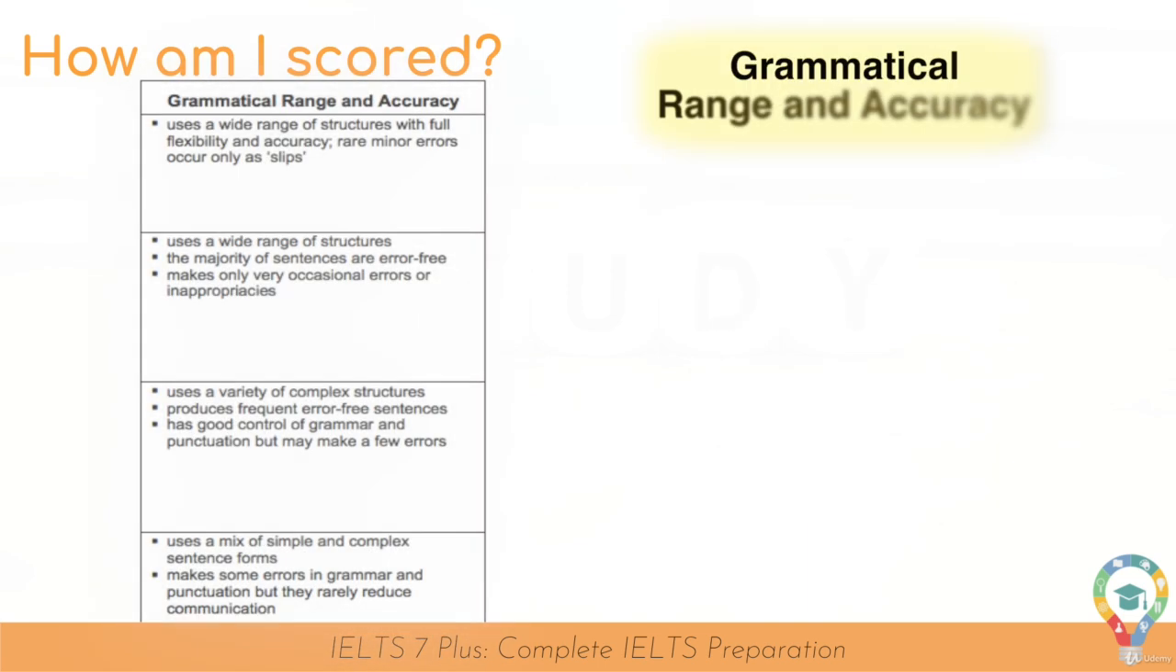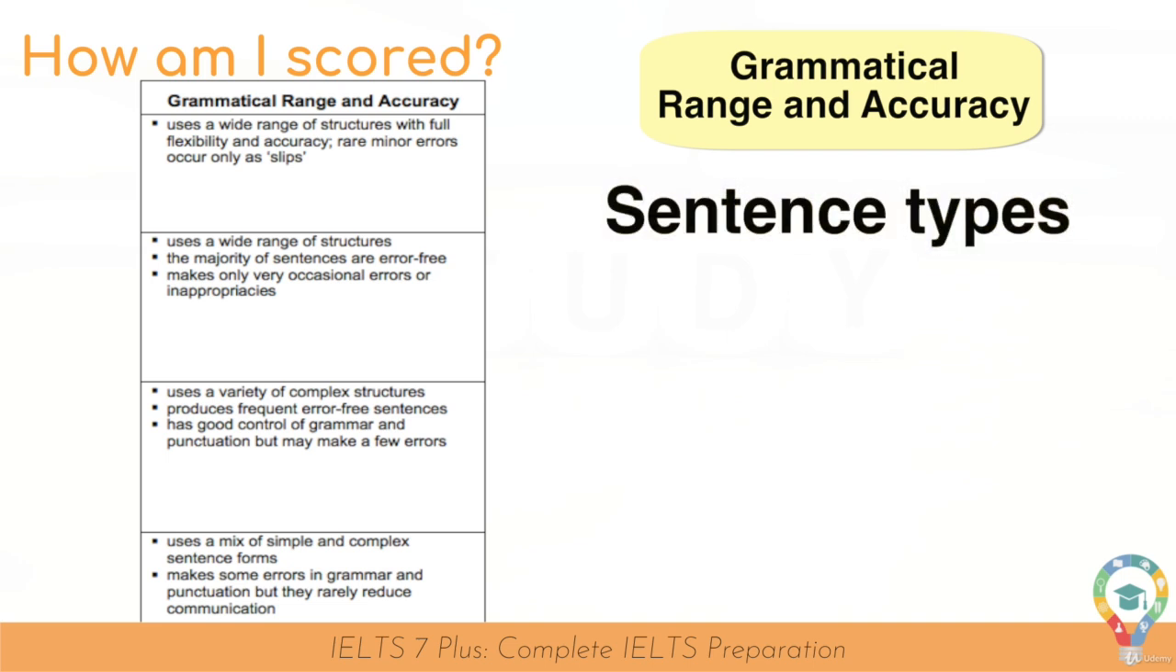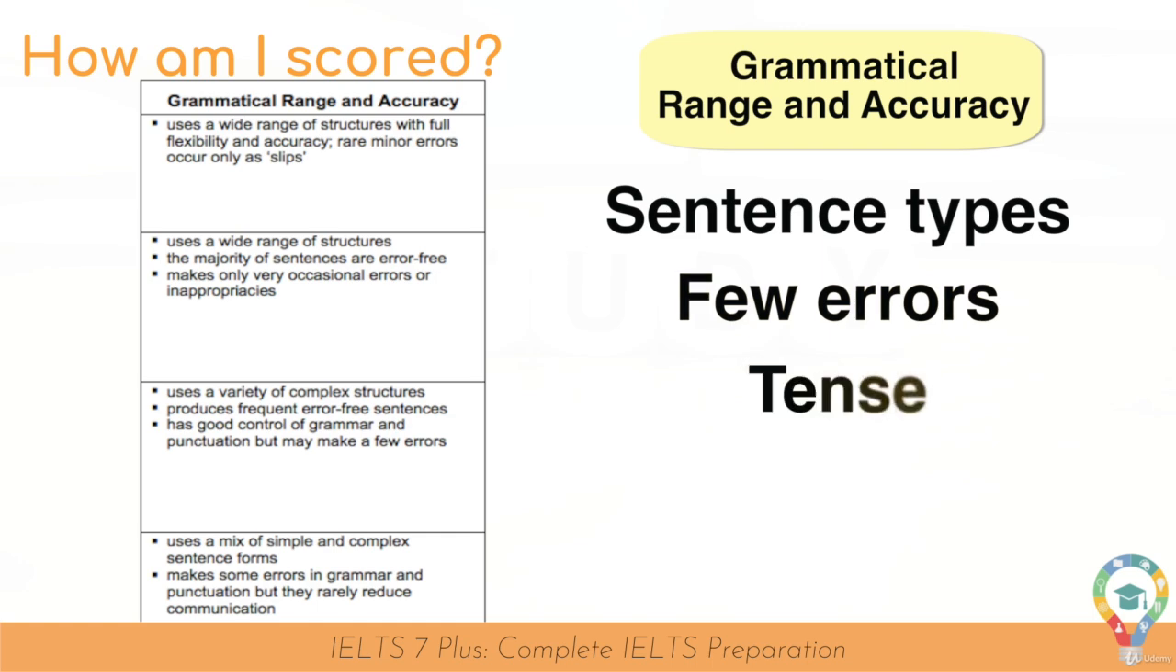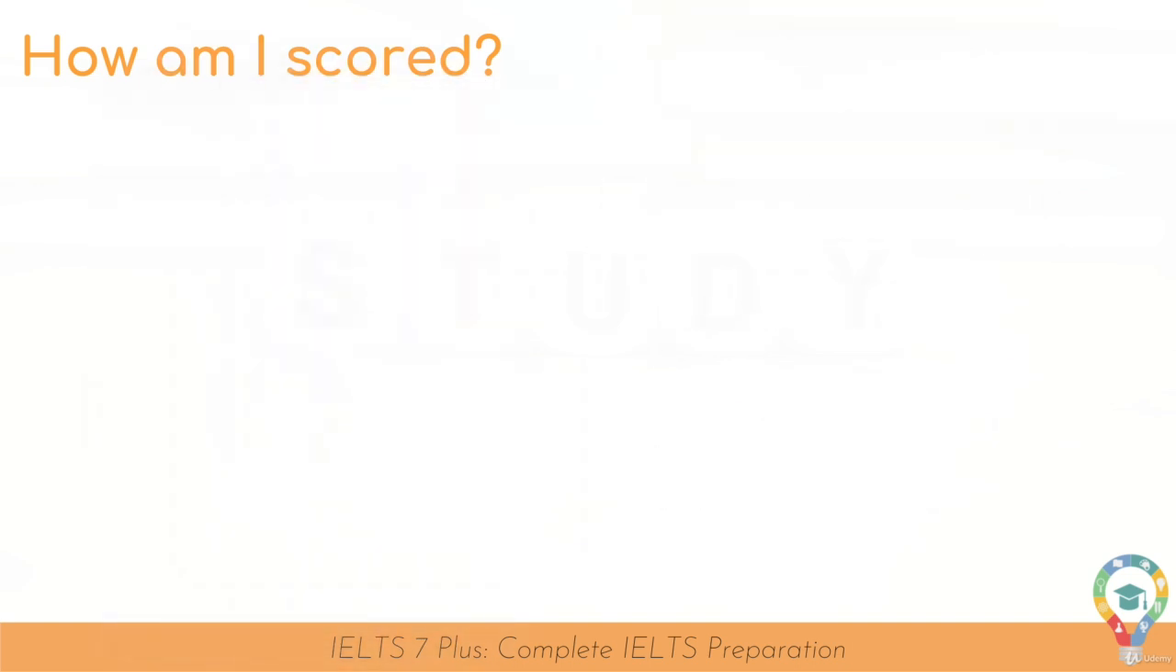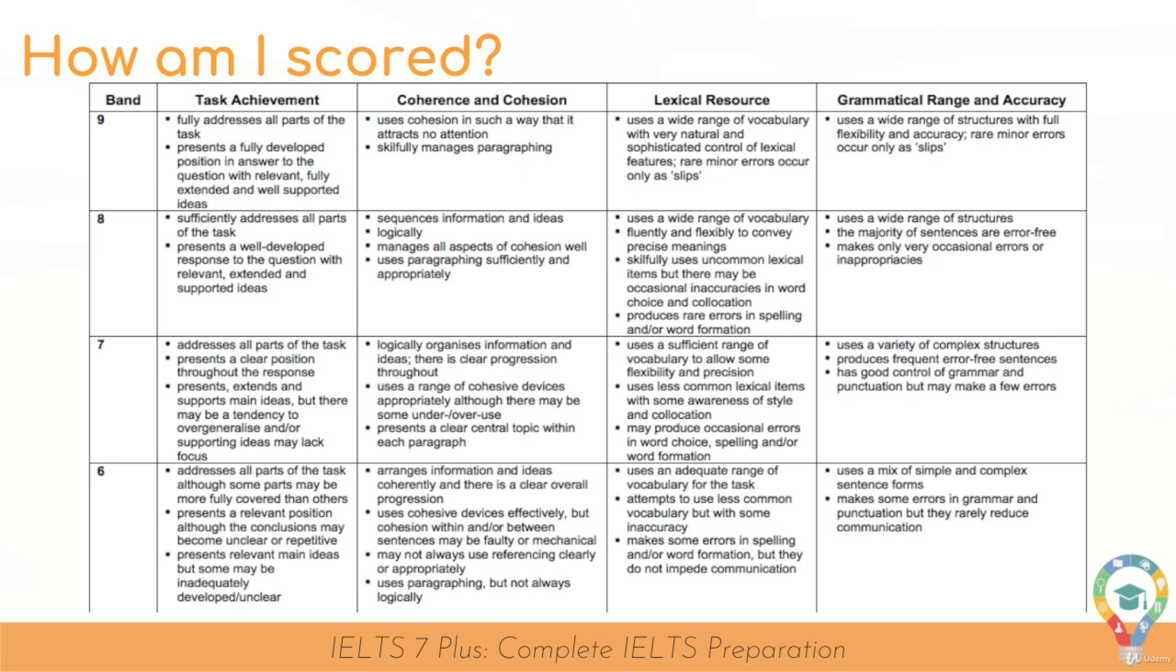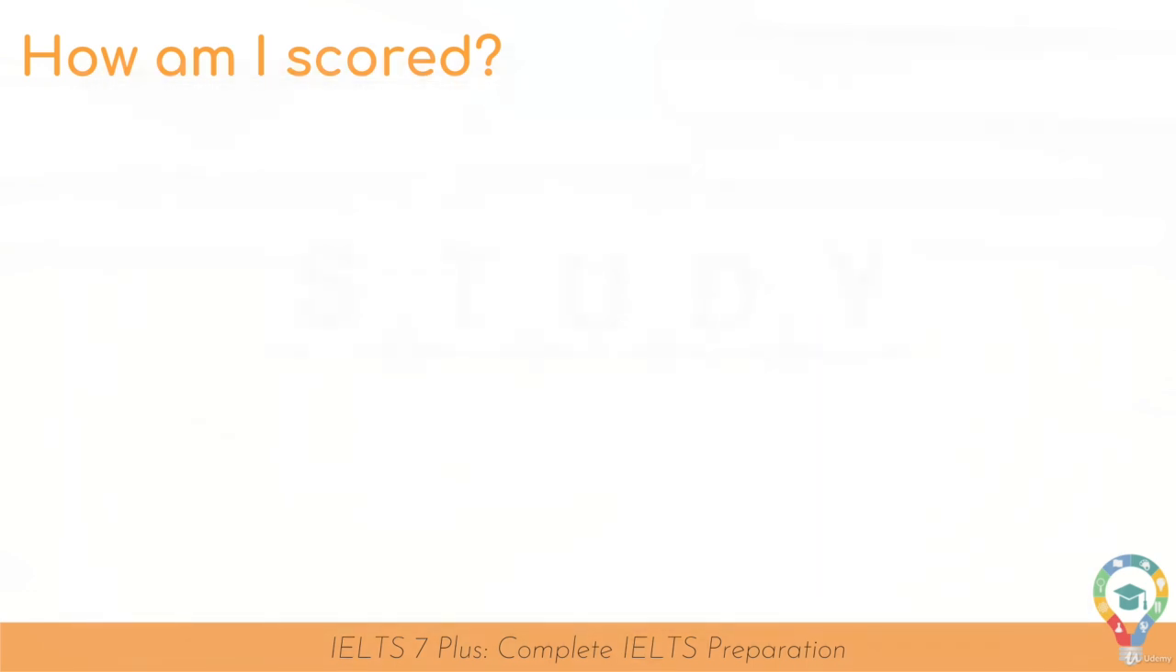And now on to our last band descriptor, which is grammatical range and accuracy. As with task 1, it's important that you can use a range of sentence types and grammatical forms with few errors. It's also important to use the correct tense and use a range of punctuation. Here is the band descriptors in full, and remember you can download this from this lesson. My top tips are to organise your ideas logically and use the 4-step structure to help write your essay.